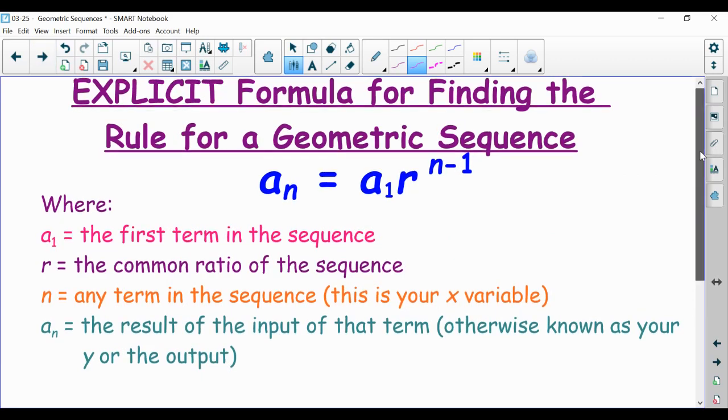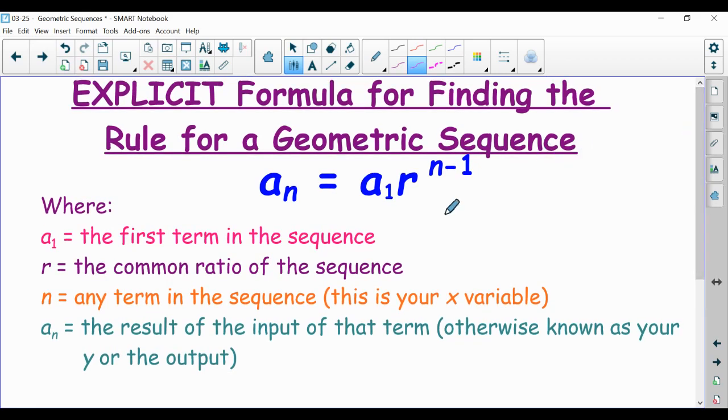The explicit formula for finding the geometric sequence is a little simpler than the arithmetic formula because it really looks just like the recursive. I'm going to be multiplying a sub 1, my first term, times my common ratio. Now that common ratio is going to have an exponent. So your geometric sequence, in explicit form, is an exponential function.